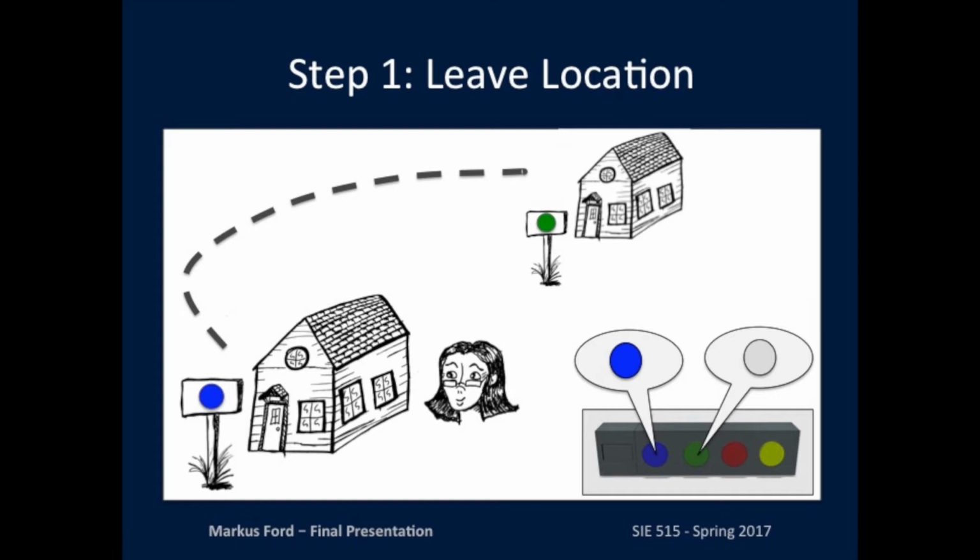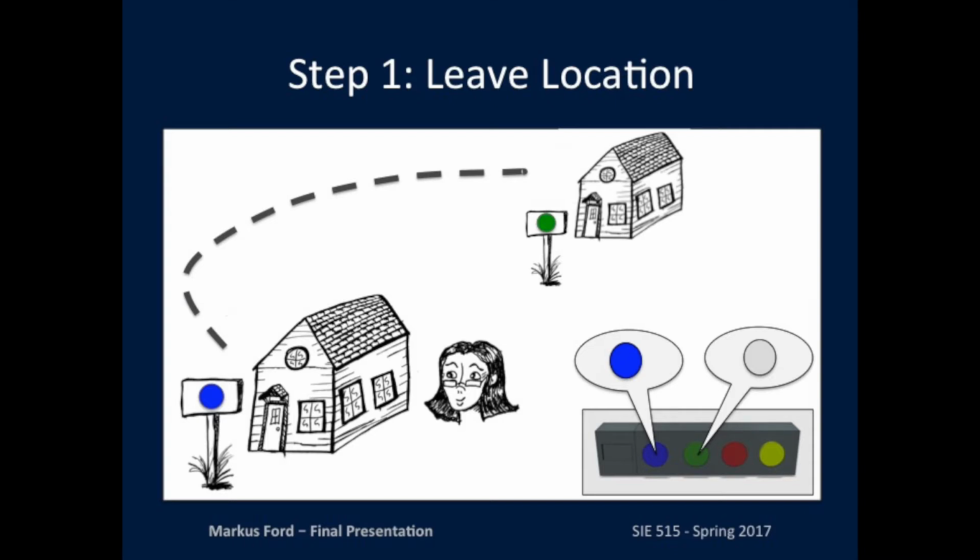So let me walk you through this very basic user experience. Here we have the first step, which is leaving a location. We see our user here at the first house, which we're identifying with a blue dot as the location for the blue light. In the distance, we can see a second house with a green dot. That's the location that we're going to identify with the green light. And we see that our user is currently at the blue house.